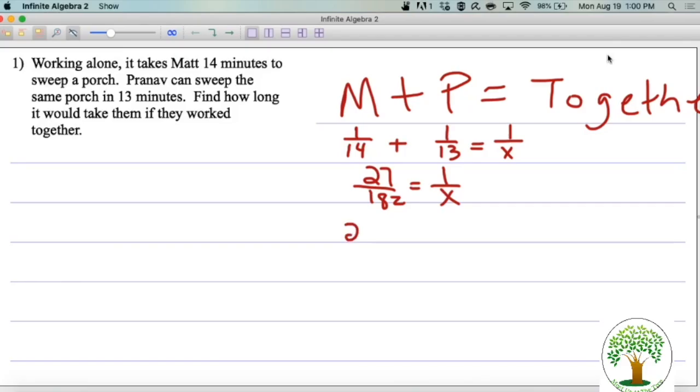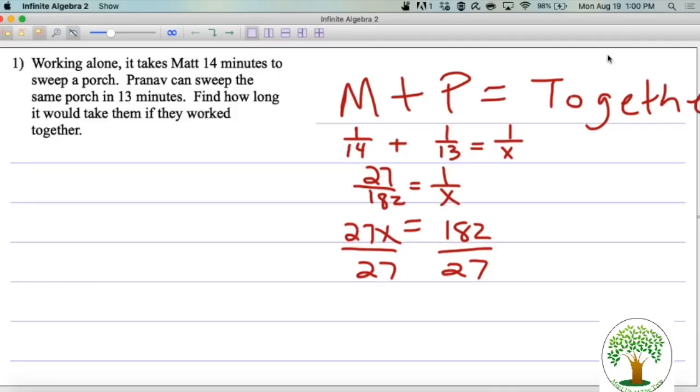We're going to go 27x equals 182 times 1. What am I going to do now? You're going to divide by 27. So it's 182 over 27.